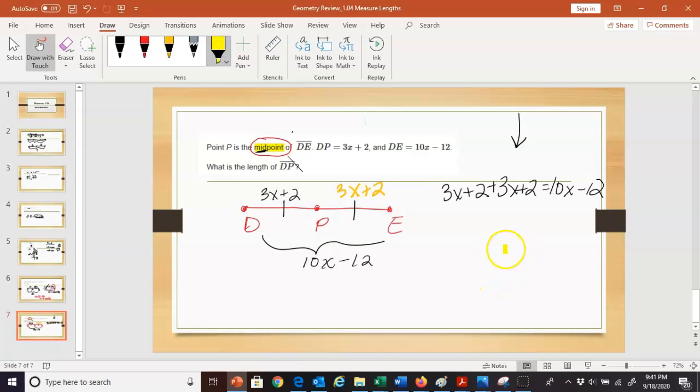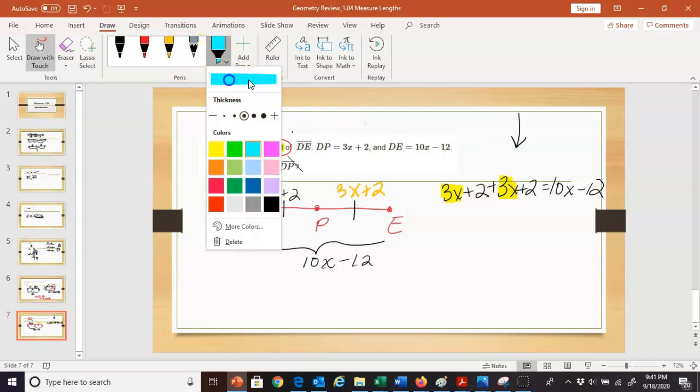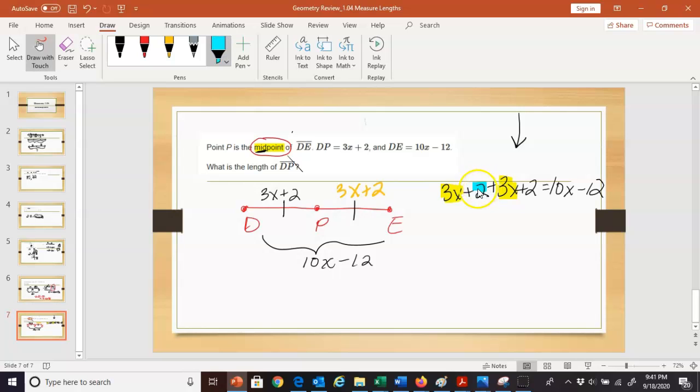The first step would be to combine any like terms, right? You want to get everybody together that's the same. So that's going to be the x values, and then any constant values, these just numbers here. So I'm going to work on each side of the equal sign to kind of get things cleaned up. So 3x plus 3x is just 6x, right? And 2 plus 2 is 4. So it's starting to look a little better.